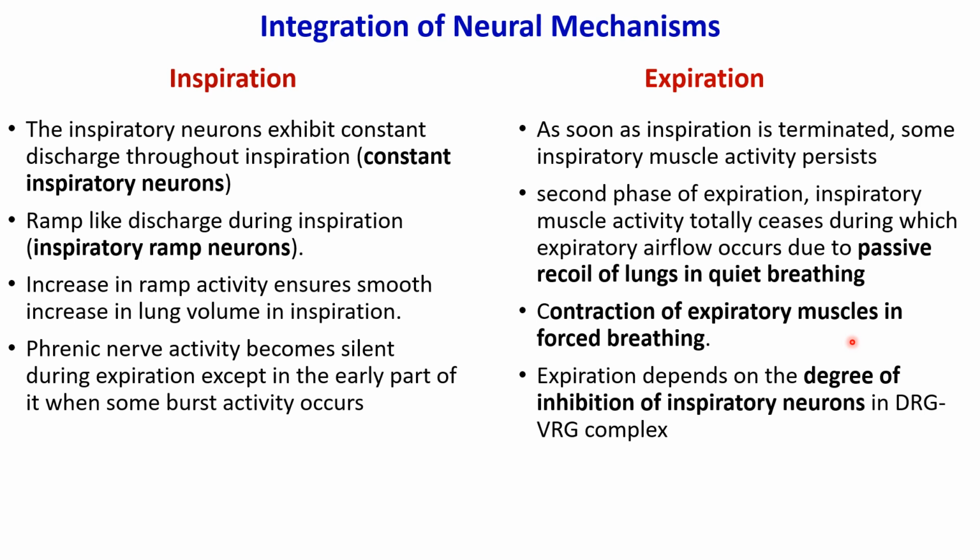The expiration depends on the degree of the inhibition of the inspiratory neurons in the DRG and the VRG complex. This point is very, very important. When the expiration will start depends on the degree of the inhibition. The inhibition mainly comes from the pneumotaxic center, which switches off the inspiration. Whenever the DRG gets switched off, the expiration starts. So it is very important.